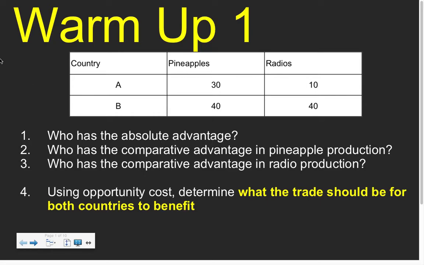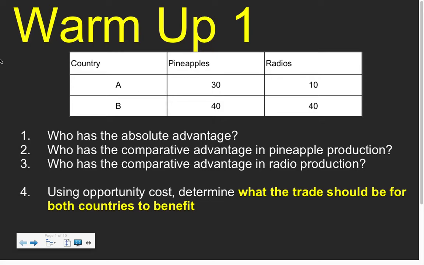So in this scenario, we're looking at two countries, country A and country B. We're looking at two products, pineapples versus radios. And what we're looking at is the overall output of these countries in terms of what they can make. So country A could make 30 pineapples or they could make 10 radios. Country B could make 40 pineapples or they could make 40 radios.